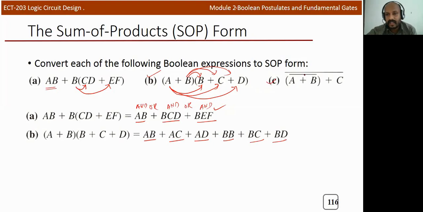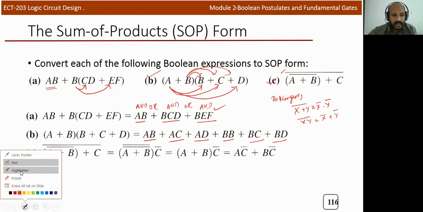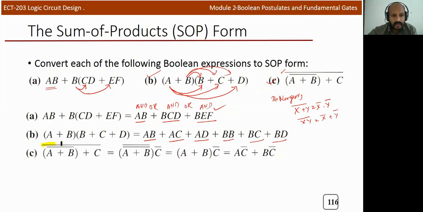Here it is (A plus B) the whole bar plus C the whole bar. So now we need to apply De Morgan's theorem here. De Morgan's theorem says that (x plus y) the whole bar is equal to x bar into y bar, and (xy) the whole bar is equal to x bar plus y bar. So first we take the whole bar. If you apply De Morgan's theorem to the first bar, you can split it into two, and C bar.